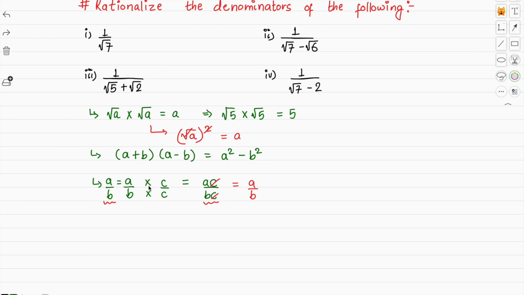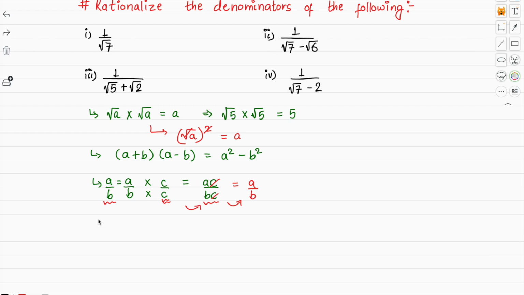So we can multiply both the numerator and the denominator with a particular number on both sides, and we would get our equivalent fraction, and we know that the equivalent fraction is the same as the original fraction. So what we need to know here from our third point is that we can multiply the numerator and the denominator by the same particular number.